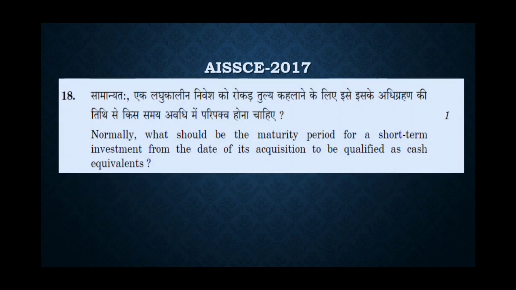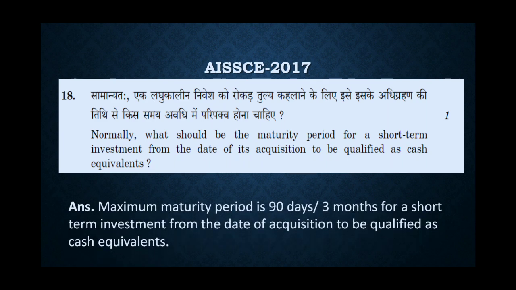2017 in 1 mark question, it was asked: what should be the maturity period for a short-term investment from the date of its acquisition to be qualified as cash equivalent. I have already told you in the key terms of cash flow statement, that is cash equivalent item. We have already told you the time period, that is 3 months. So the answer will be the maximum maturity period is 90 days or 3 months.